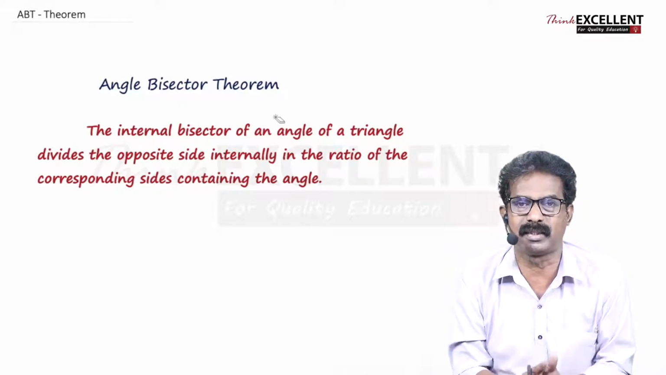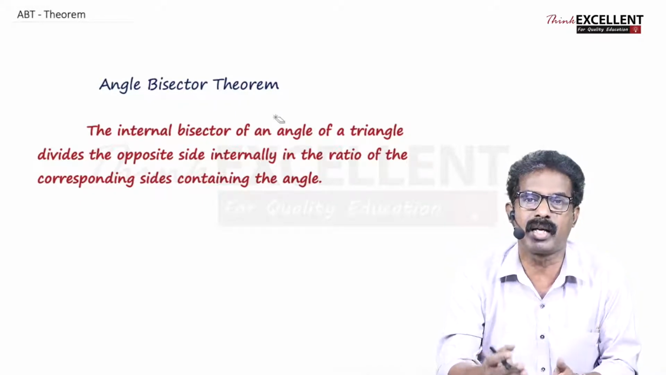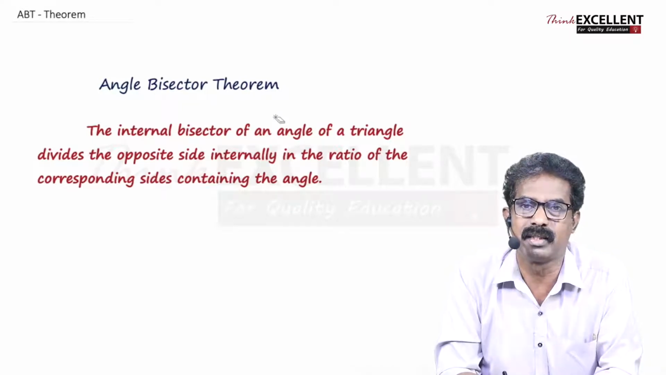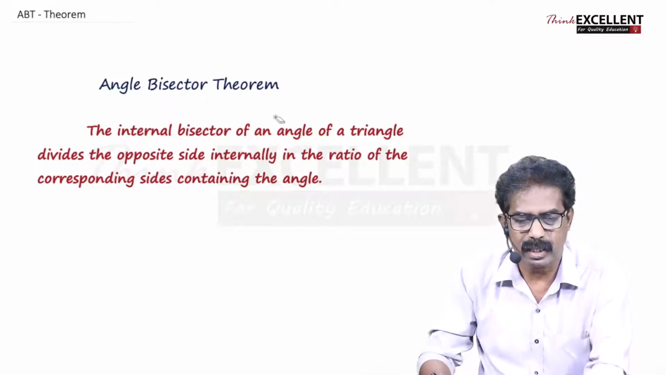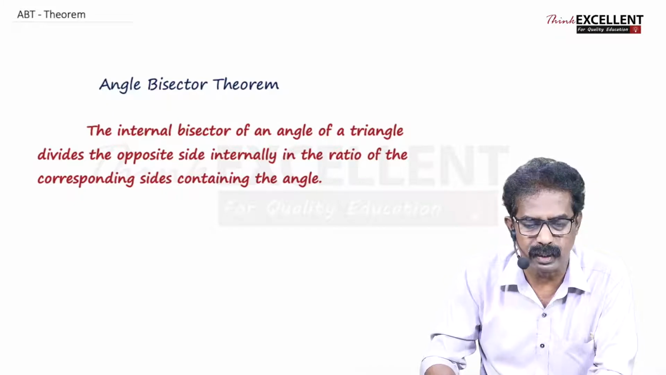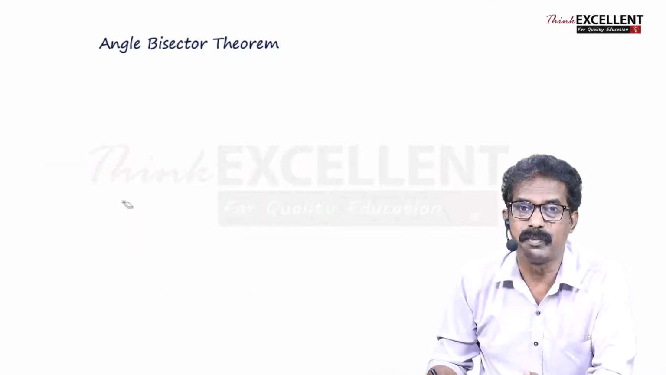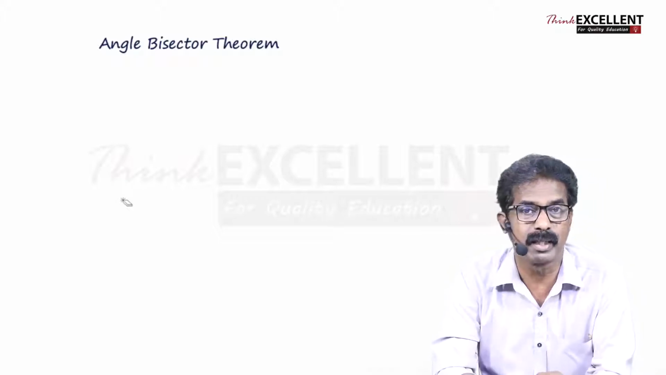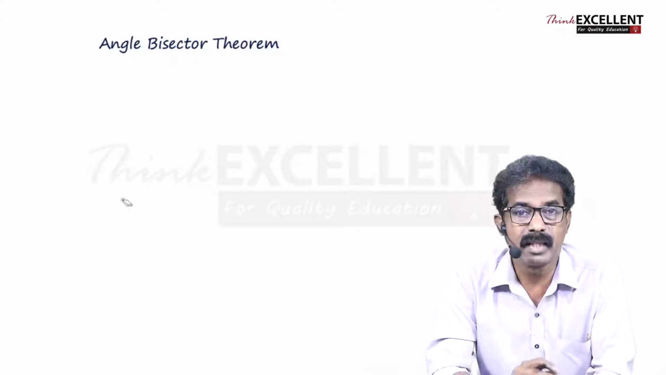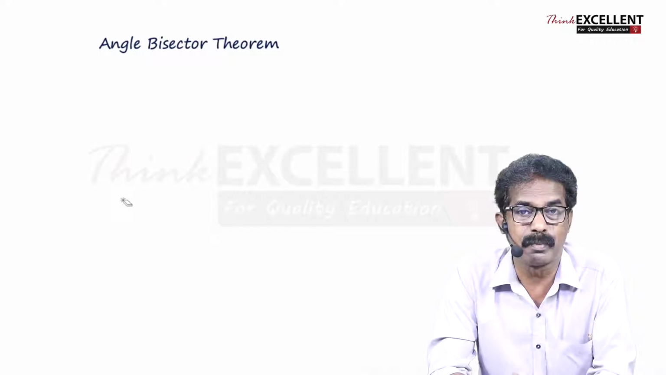Suppose angle A is 60 degrees, through 30 you draw a line. That line we call an angle bisector. I'll explain to you what the angle bisector theorem is, then we'll see the statement. Since there is a name, you have to learn the statement, because a question can be asked as state and prove the angle bisector theorem as a 5-mark question.